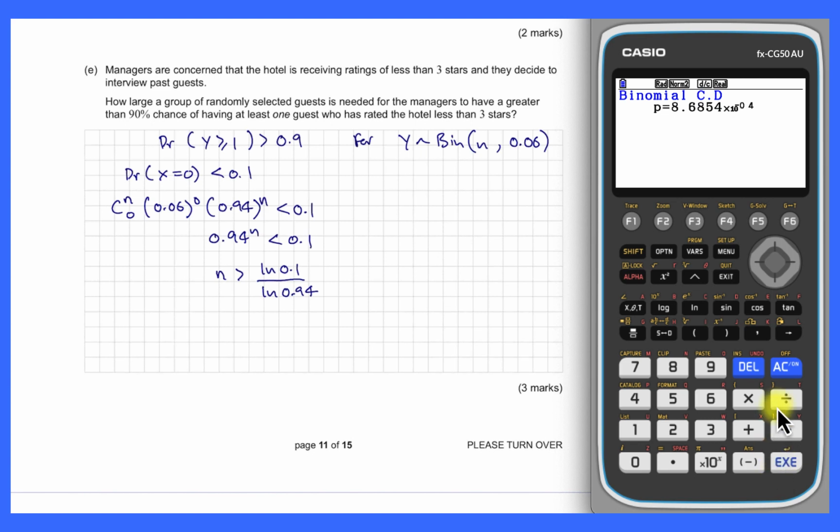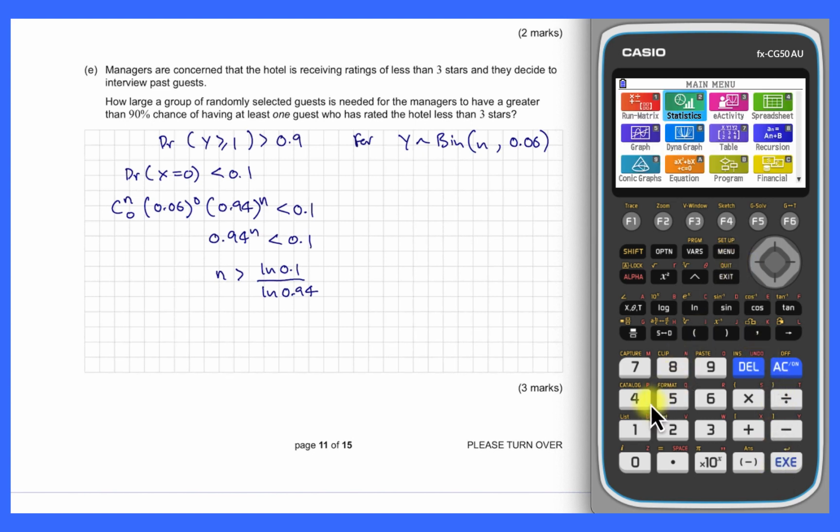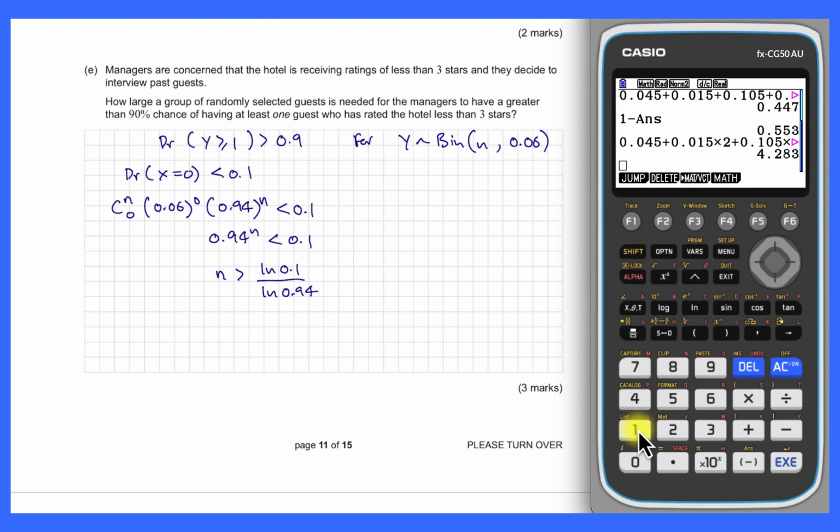That's going to be a job for the calculator, so a quick pop into the run matrix menu, and ln 0.1 over ln 0.94 gives us a value of 37.2. And as n is a discrete value, a number in a sample, we're going to round that up to the smallest value greater than that, which is 38.